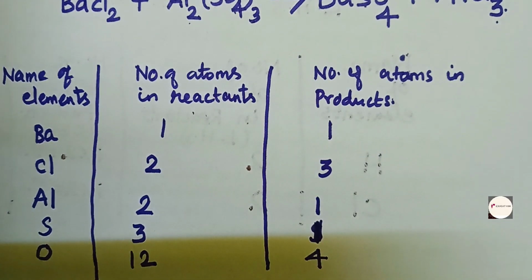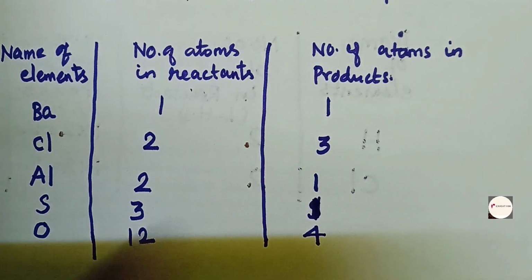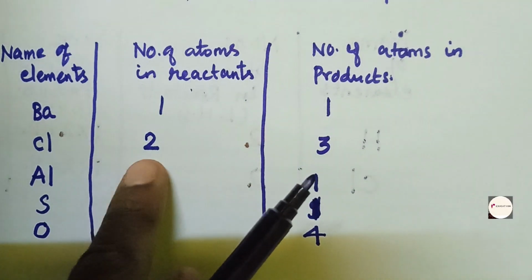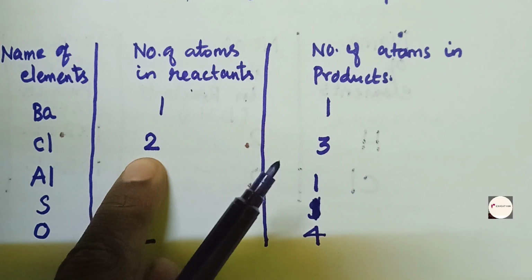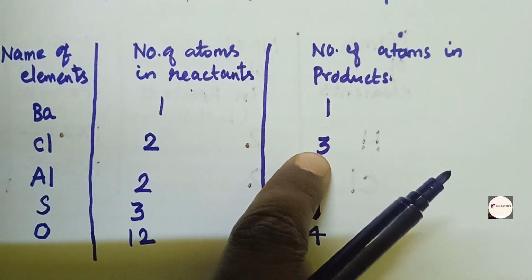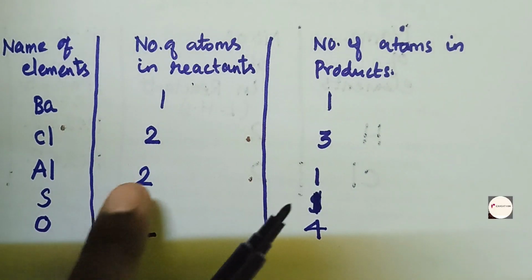So now look at that, what are the things that are balanced here? Barium is balanced, fine. And the next chlorine, so look at that, 2 only, here 3 only. So what you have to do? Where is the least number of chlorine? So here. So what you have to do? So you have to multiply this with the 3 to balance the equation.